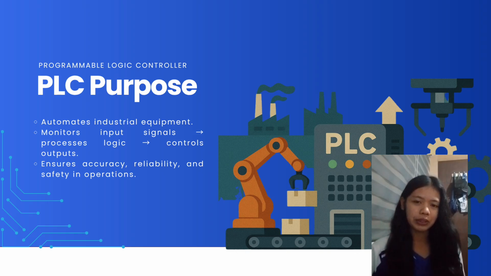The PLC purpose. The main purpose of a PLC is to automate industrial operations. It receives input signals from sensors, processes the logic programmed by humans, and sends output signals to actuators like motors and lights. This allows machines to run safely, accurately, and consistently without constant human intervention.